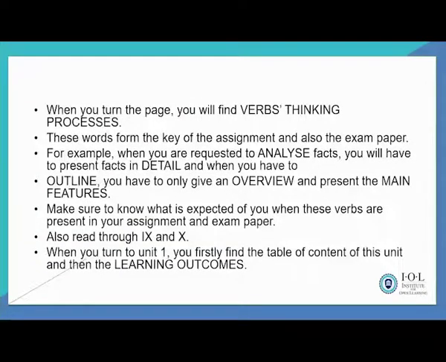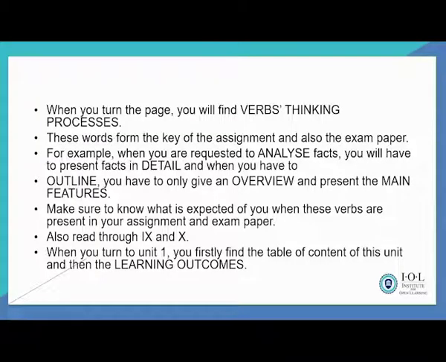When you turn the page, you will find verbs, thinking, processes. These words form the key of the assignment and also the exam paper. For example, when you are requested to analyze facts, you will have to present facts in detail. And when you have to outline, you have to only give an overview and present the main features. Make sure to know what is expected of you when these verbs are present in your assignment and exam paper. Also read through 9 and 10.